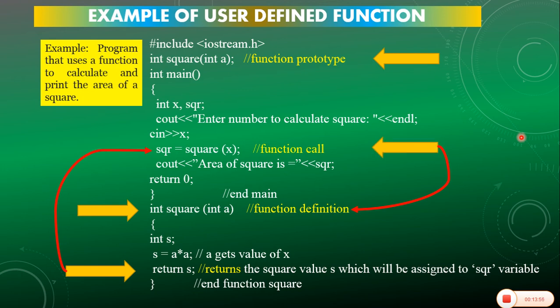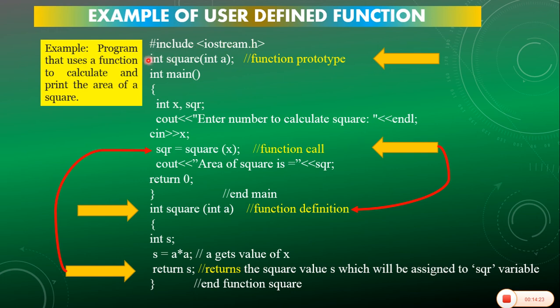Next comes when the function is called: its control is transferred towards the definition of the function. And after executing all the statements inside the body of the function, return, this is the fourth part, will return a value. Here is s, it will return a value to the caller. This is the caller.